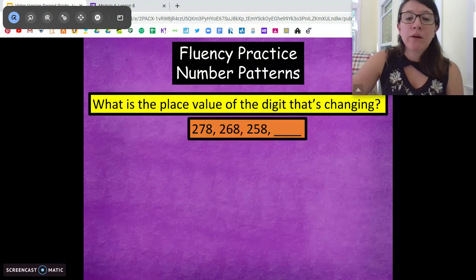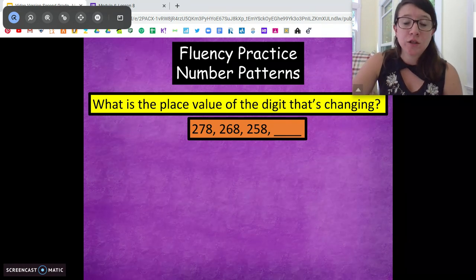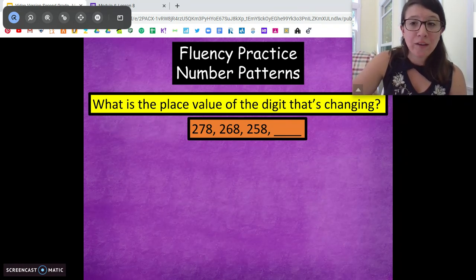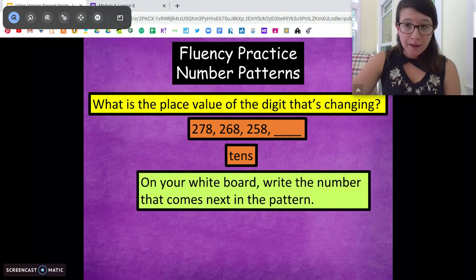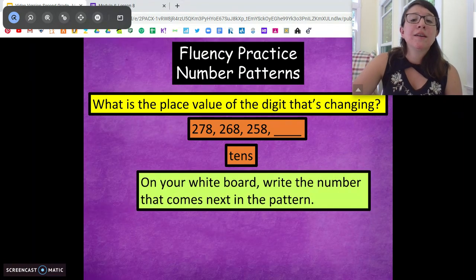All right. Place value of the digit that's changing. We have 278, 268, 258. What place value is changing? Same thing. Good. It's the tens place. On your paper, on your whiteboard, whatever you're using, write down the next number in this pattern.